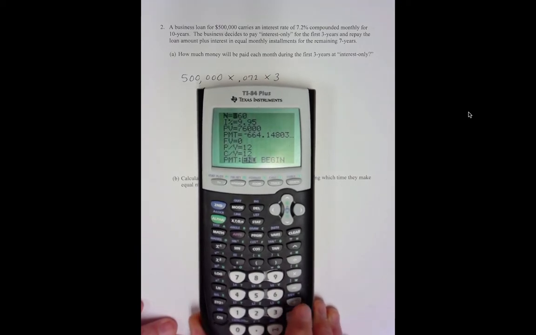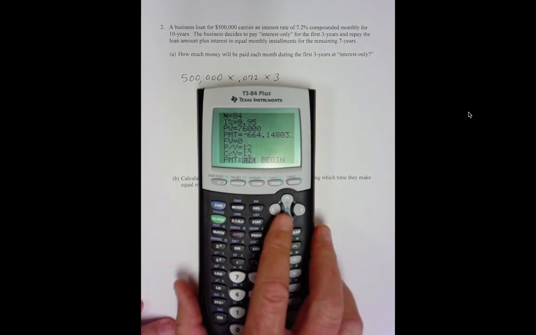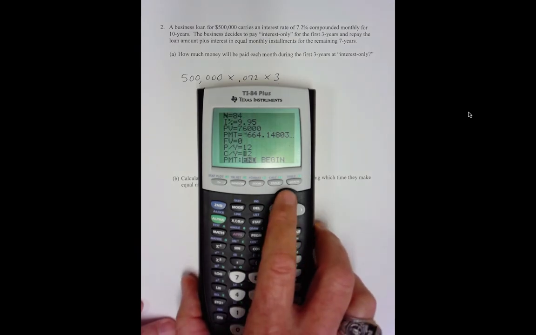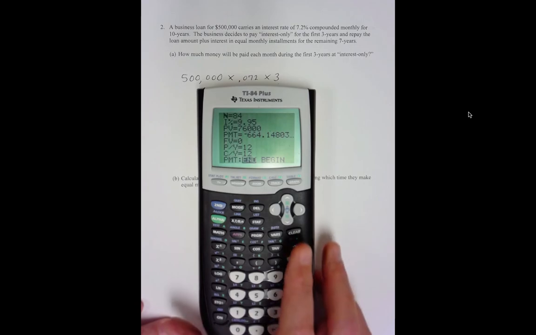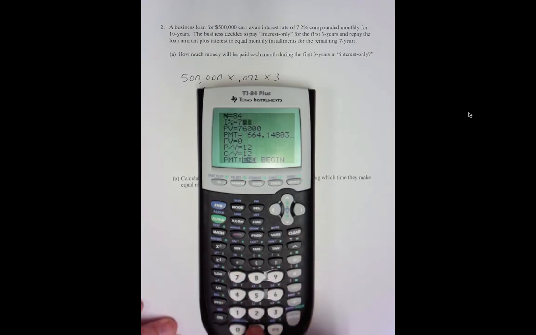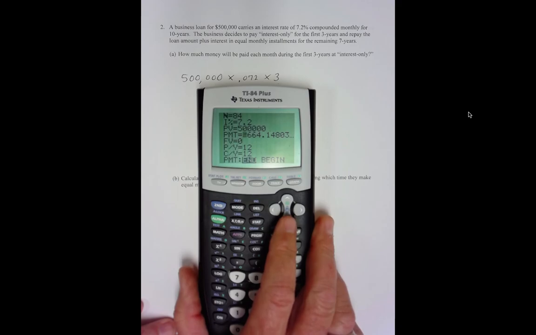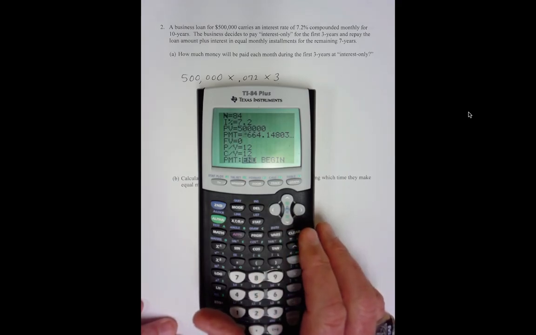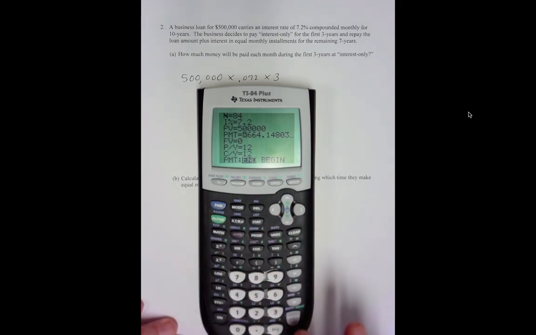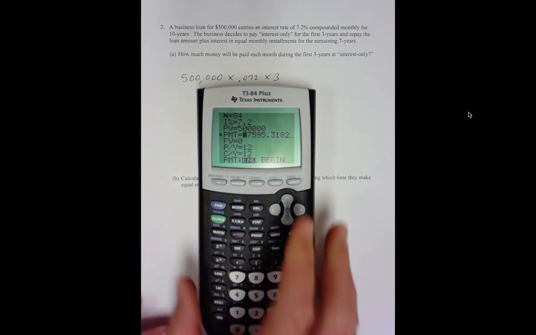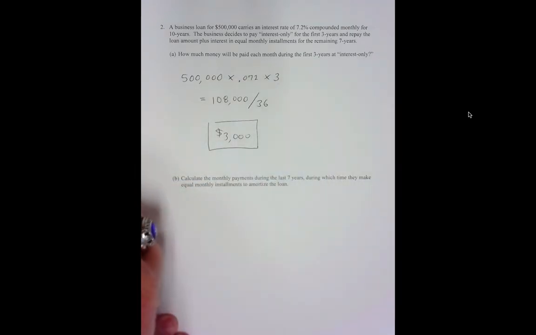So we're going to have 7 years. Come down, 12. It's good. The interest rate is 7.2. The present value is 500,000. And is that 500,000? Got enough zeros there? Yeah. And the payment is going to be $7,595.32.